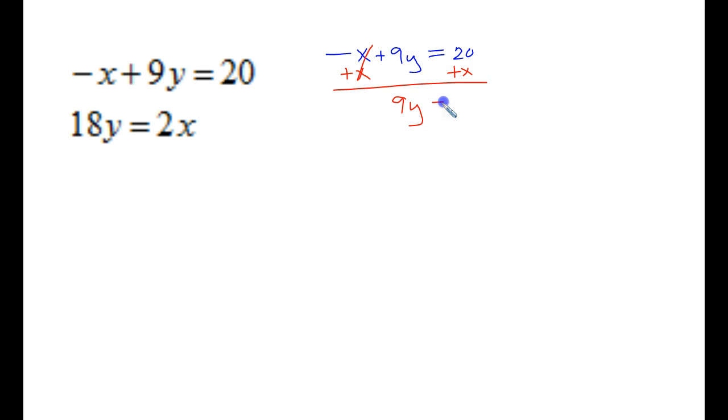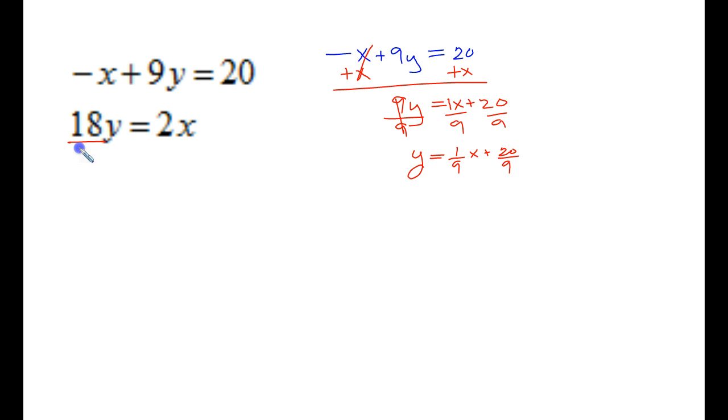So 9y equals x plus 20. Divide by 9 to every term. Now some people might not, oops, that's a 9, not a g, might not recognize what the slope is here. This is an invisible 1. So your slope is 1 over 9. And your y-intercept is 20 over 9. That doesn't divide. So there's that equation.